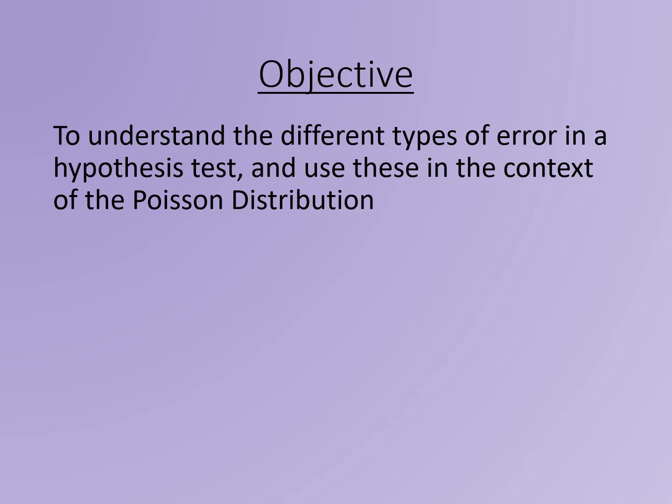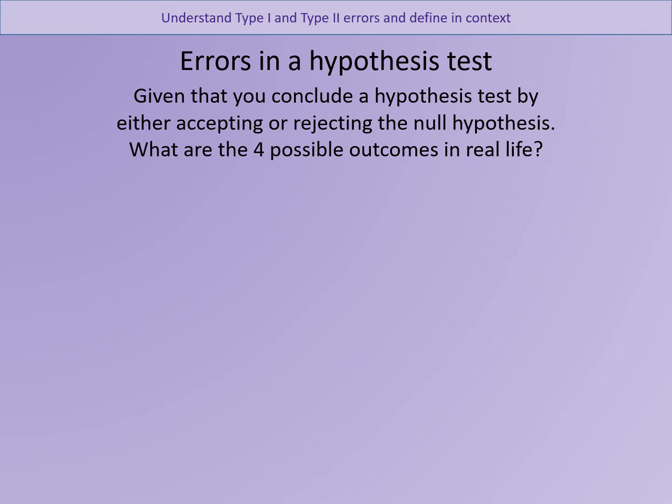In this section, we will look at the different types of error that can be made in a hypothesis test and consider these in the context of a Poisson distribution. After you have carried out a hypothesis test, you will either accept or reject the null hypothesis. In real life, this leads us to 4 possible outcomes.